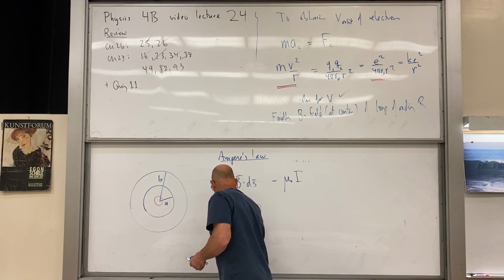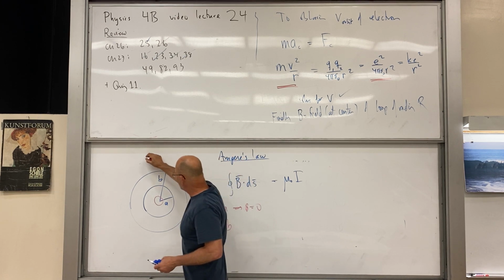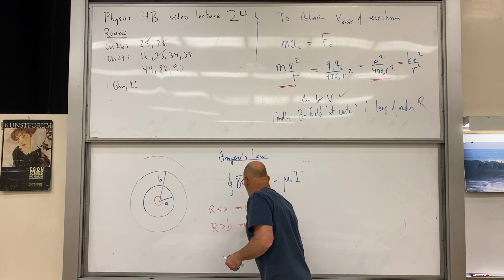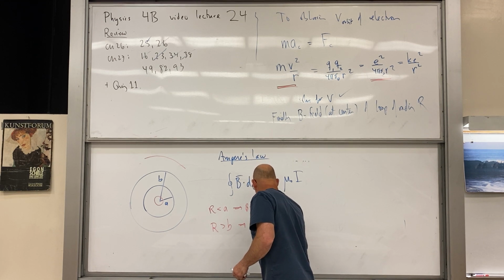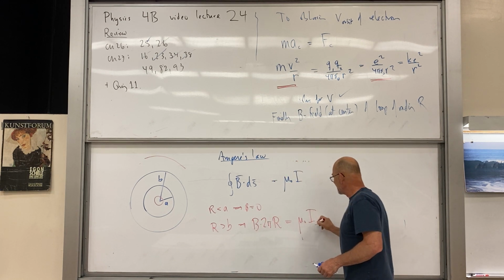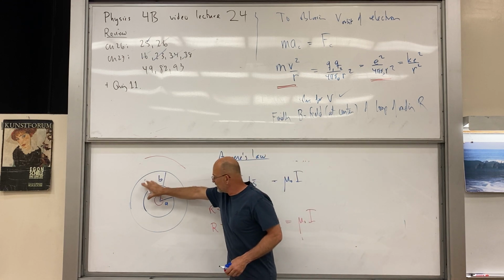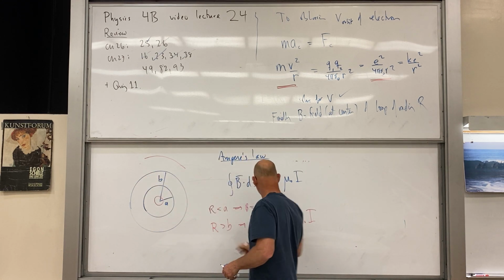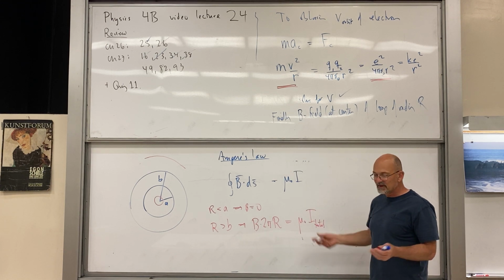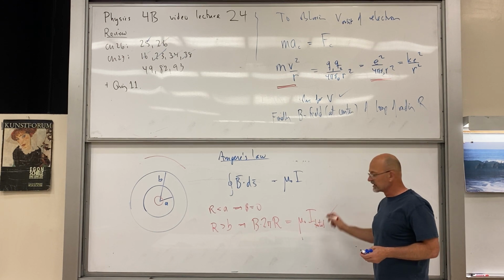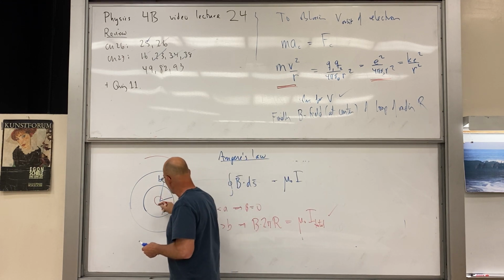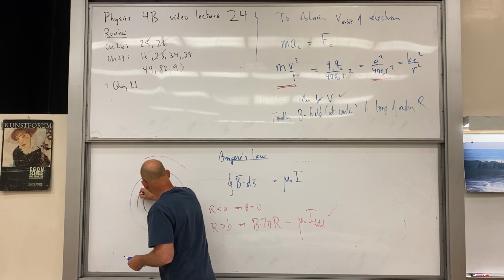Now, if R is greater than B, okay, so if we're out here, then we just do the basic B times 2 pi R is equal to mu naught and the total current that happens to be flowing through this annulus, right, between A and B. I'll just write I total. And we're given I as I total, so we can declare victory there as well. So the interesting one is when we're in between the two. So let's go ahead and imagine we're somewhere in between here.